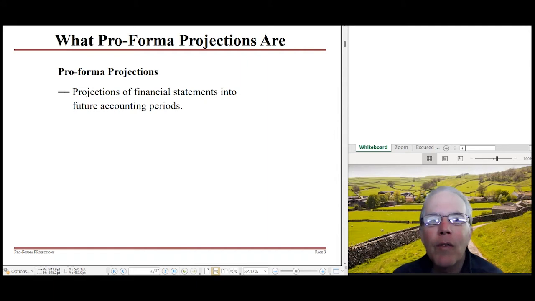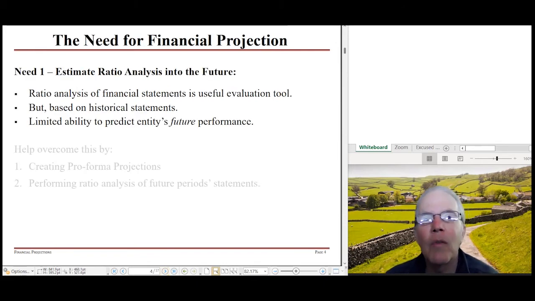All right, so first question that might be burning on you right now is, what are pro forma projections? Well, pro forma projections are simply financial statements that we project forward into future accounting periods. So next thing that might be on your mind is, who cares? Why do we want to project financial statements into future periods? Well, it turns out there are three pretty compelling needs for this.